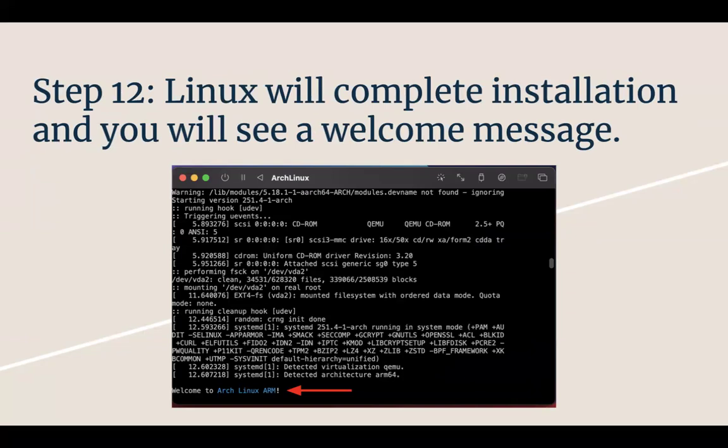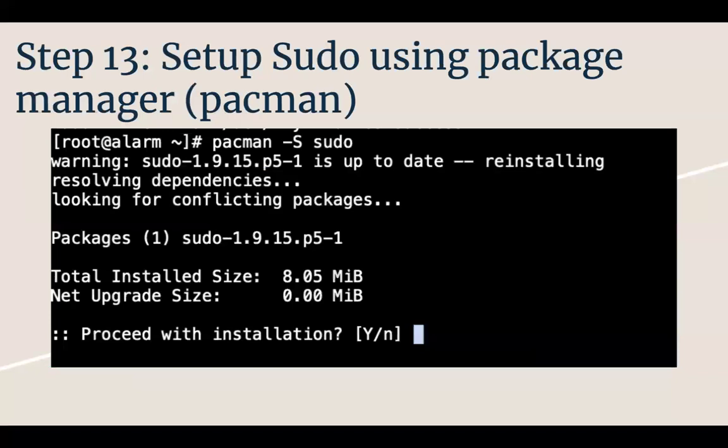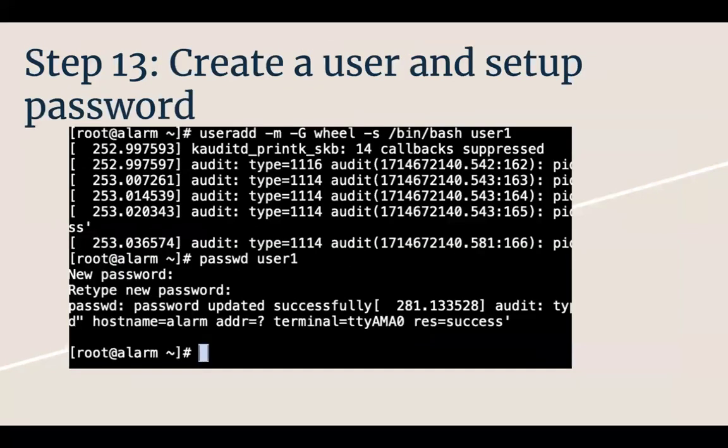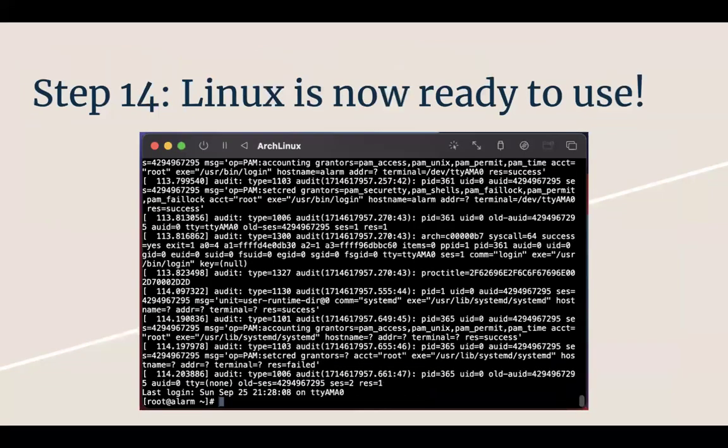Next, Linux will complete installation and you'll see a welcome message at the bottom of the terminal. And then next, you're going to set up sudo using package manager, also known as pacman. And then next, you're going to create a user and set up the password. Once you've done that, Linux is now ready to use, and that's the end of method 1.